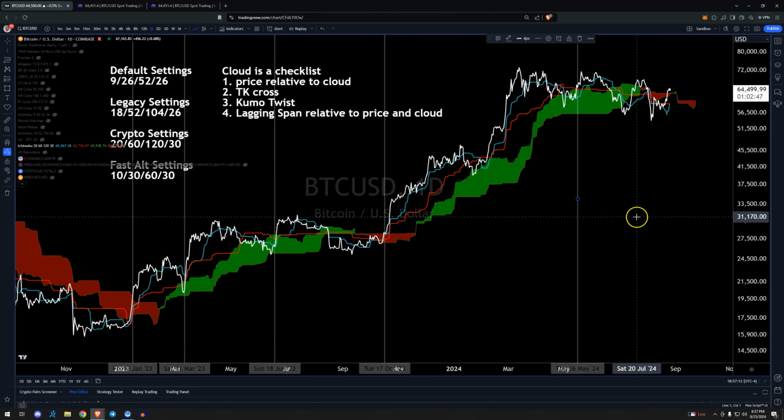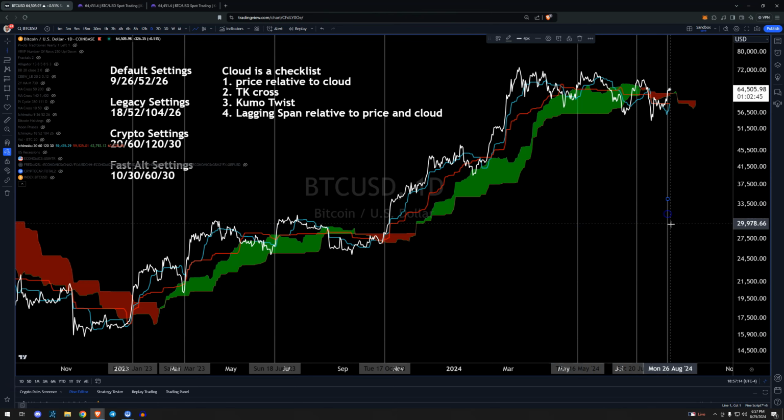I want entries every once in a while. I want exits every once in a while. Looking back at the past couple of years, sometimes it's choppy, sometimes it's terrible, sometimes it's great, right? The cloud doesn't know. The cloud doesn't know the future. It's just telling you based on past price action, price above the cloud, go long. That's what it's telling you. So you do have to know the general cycle outside of this.